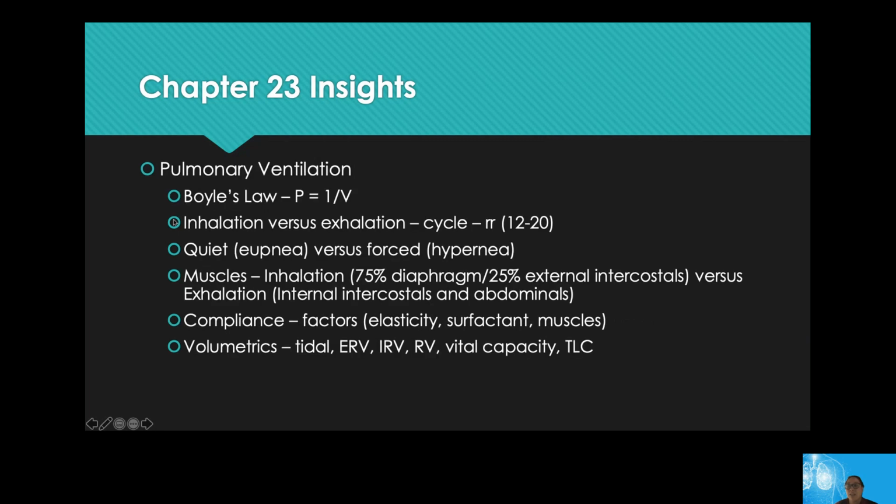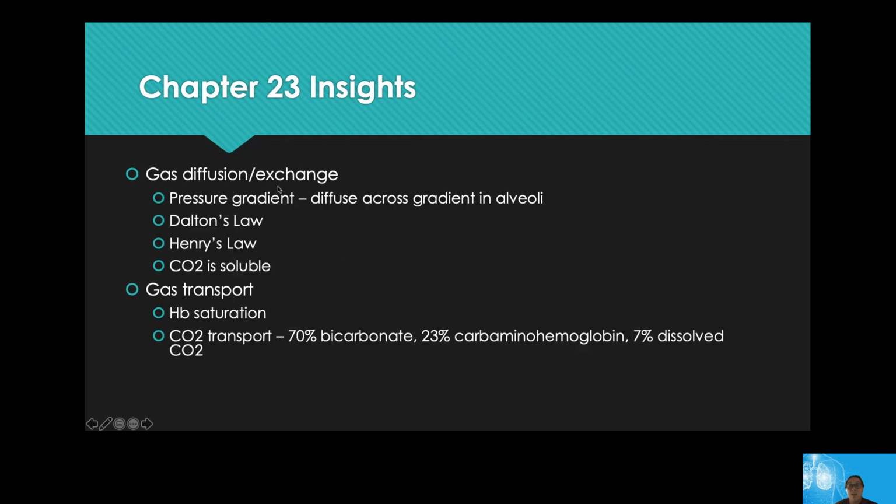Starting with pulmonary ventilation, some of the principles we learned about included Boyle's law, the inhalation-exhalation cycles, types of breathing, muscles, factors impacting that, and volumetrics. So there's a lot here that we'll expound upon in a moment, but these are the components of just pulmonary ventilation. From there, we had gas exchange or gas diffusion, going through a couple of different gas laws, discussing how pressure gradients achieve this and the solubility of different molecules.